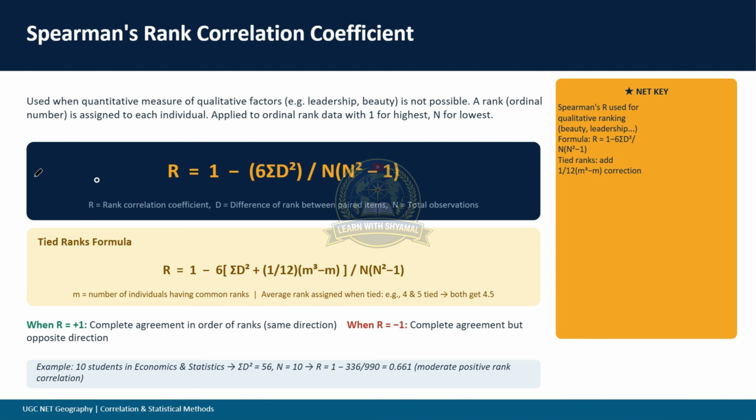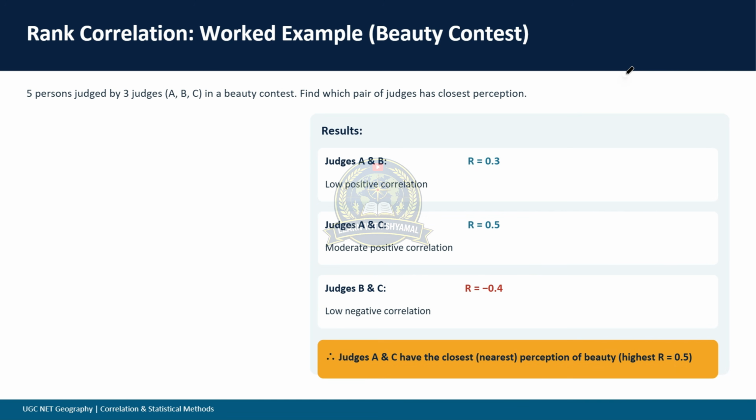Spearman's rank correlation coefficient is used for quantitative measures of qualitative factors. Example: leadership, beauty, for which measurement is not possible. A rank, an ordinal number, is assigned to each individual, applied to ordinal rank data with 1 for highest and n for lowest. This is the formula. Tied ranks formula. Where r = +1, complete agreement in order of rank, same direction, and when r = -1, complete agreement but opposite direction. Then rank correlation worked example.